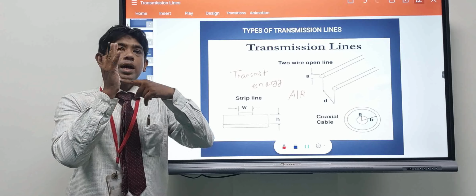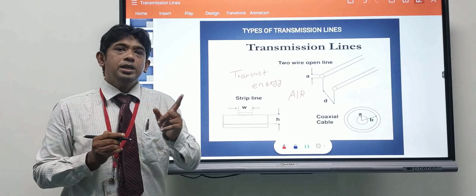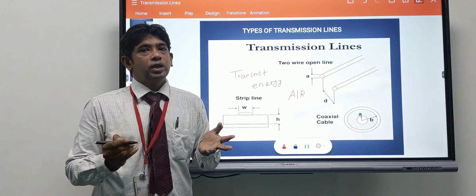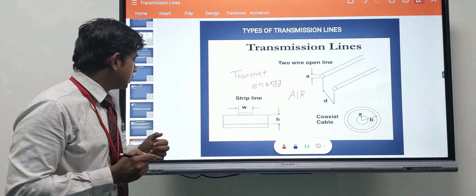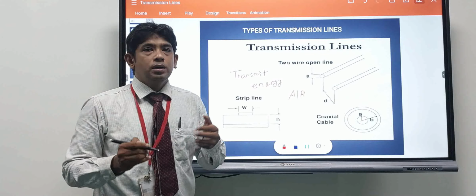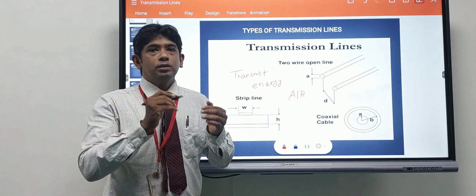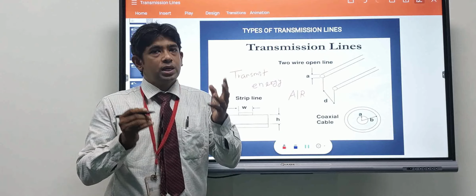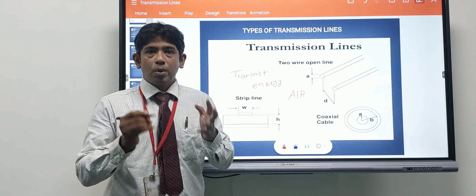These are at right angles to each other and to the direction of propagation, which is the length of the line. This type of energy transmission is known as the TEM, that is transverse electromagnetic mode of propagation.